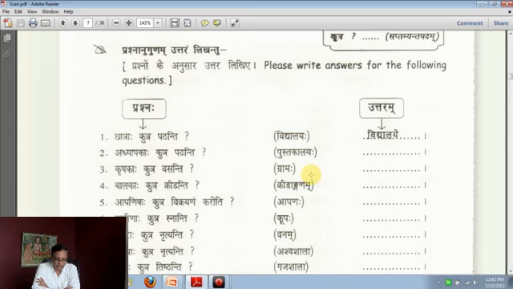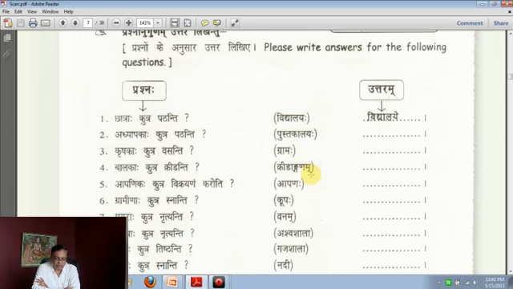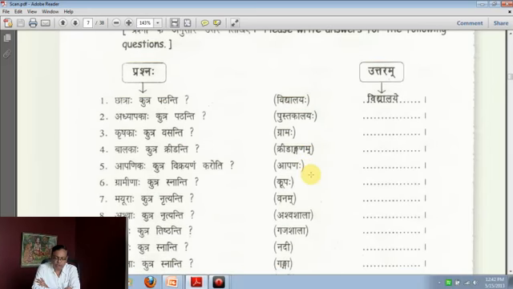Third one, Krushakaha Kutra Vasanti. Krushakaha Grame Vasanti. Farmers live in the village. Grame, that is the word to be used here. Yes, next. Balakaha Kutra Kridanti? Balakaha Kridangane Kridanti. Kutra replaces the word Kridangana in Saptami. Balakaha Kridangane Kridanti. Boys play in the playground.